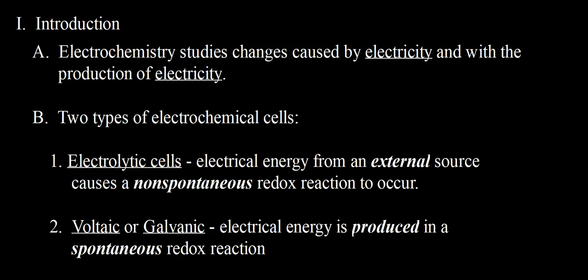Our next unit is on something known as electrochemistry. So electrochemistry studies changes caused by electricity and also with the production of electricity. So we have two different situations, two different reactions that occur. One that needs electricity to occur, and then the other that produces electricity. So these reactions occur in two different types of electrochemical cells.